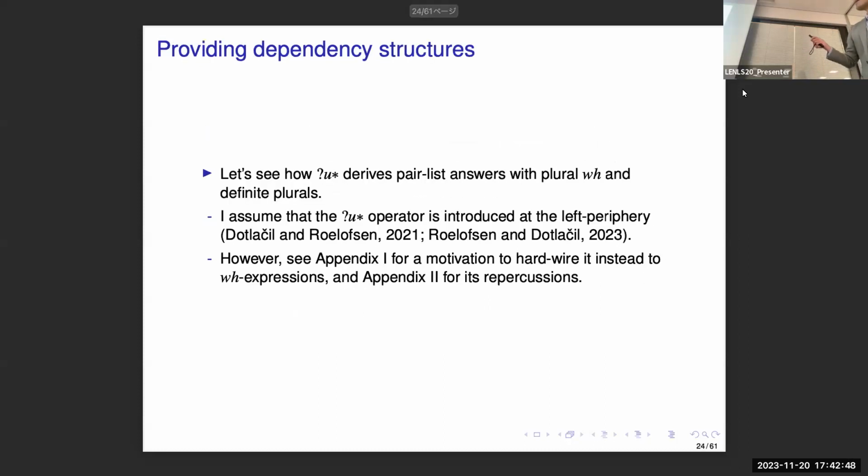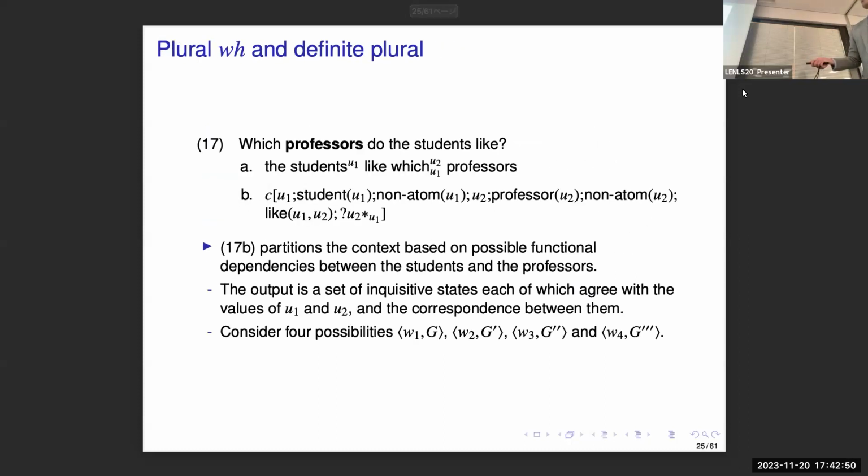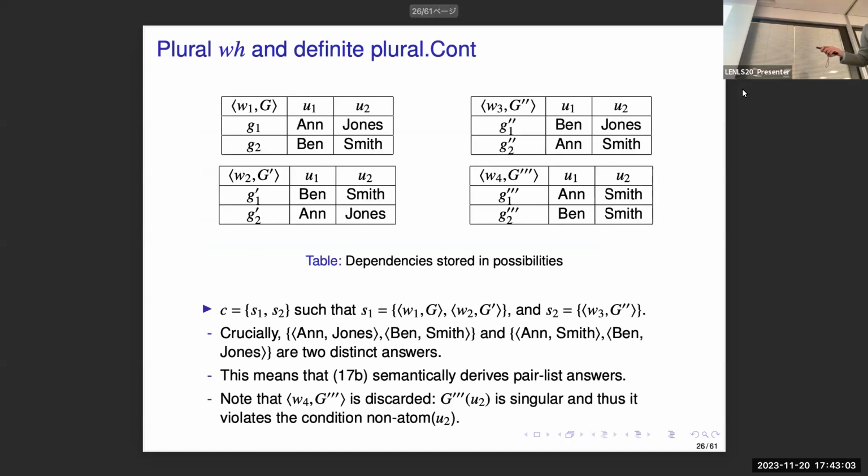And I think it's better to look at the example. This is the original example: which professors do the students like? It's not that informative, but imagine a very simplified setting with 4 possibilities. In one possibility, Anne likes Jones and Ben likes Smith; in another, Anne likes Jones and Ben likes Jones, and so on.